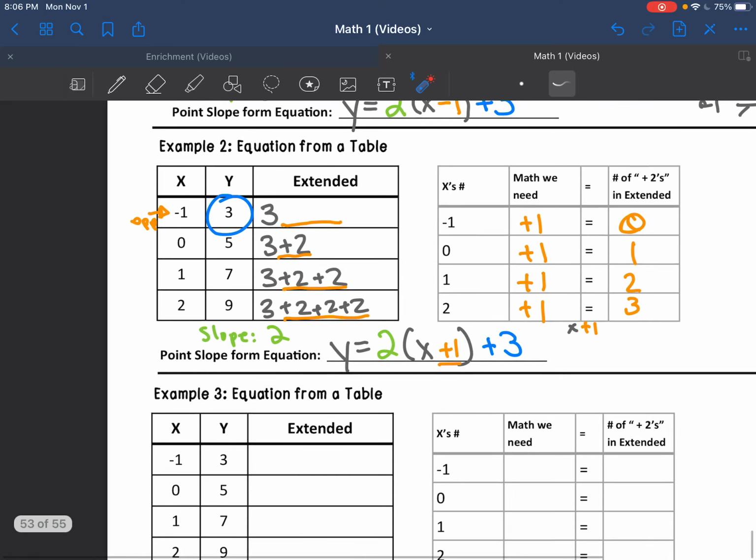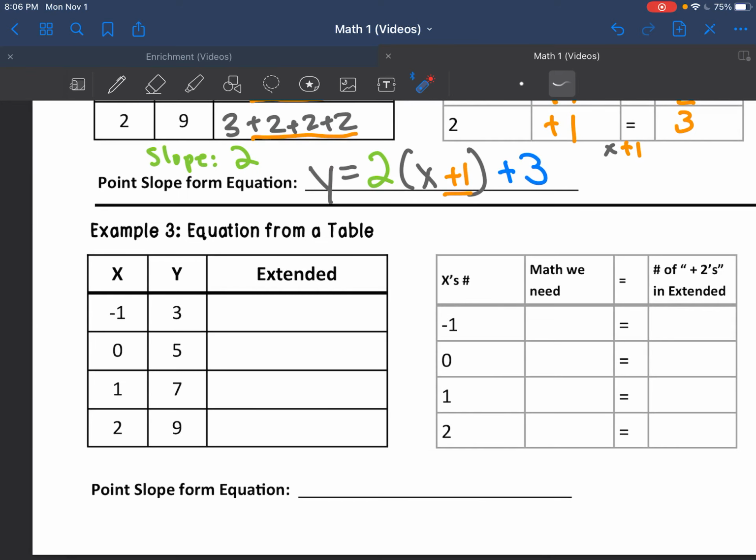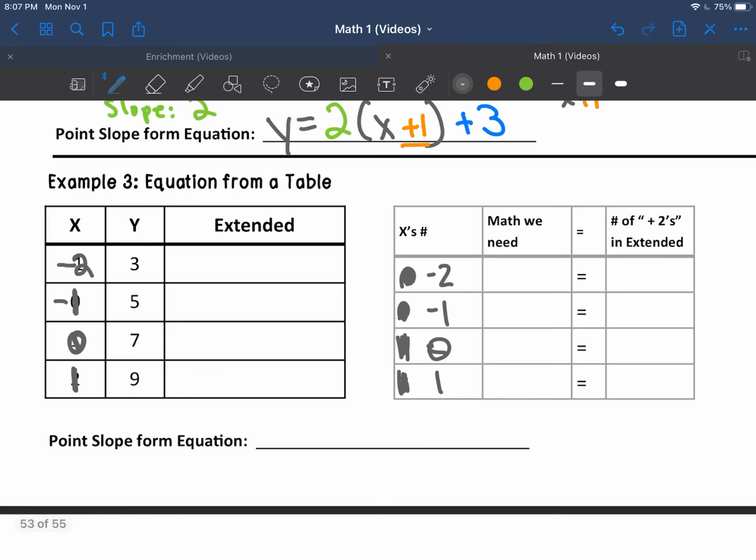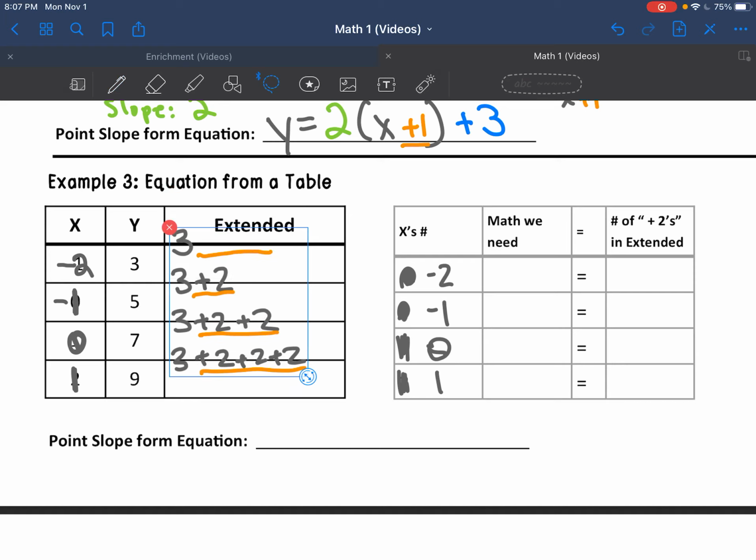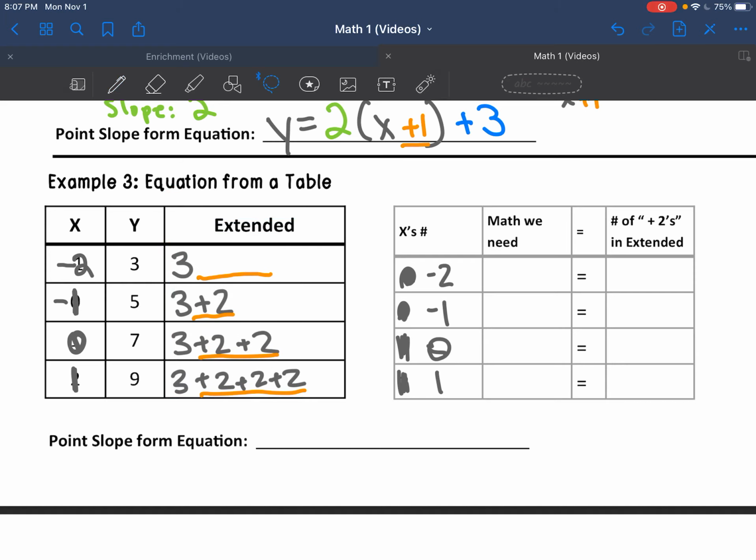All right, in example 3, Miss Rolfe made a little error, so let's fix that now. All right, so here is the error. I accidentally started this third example with a -1, so please put a -2. If this is the future, hopefully yours have been fixed. All right, so again, our y's are the same as example 1 and 2, so I can do the same extended.